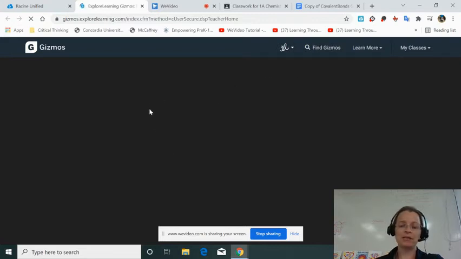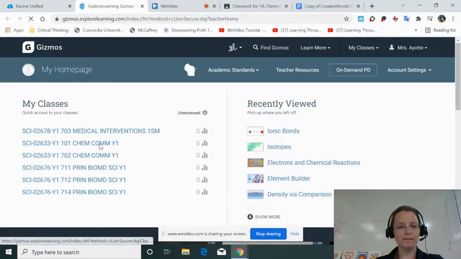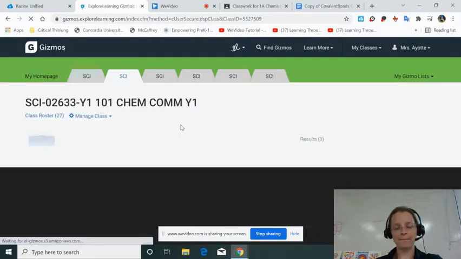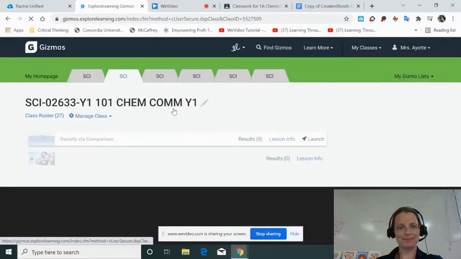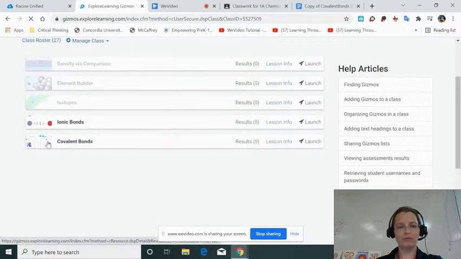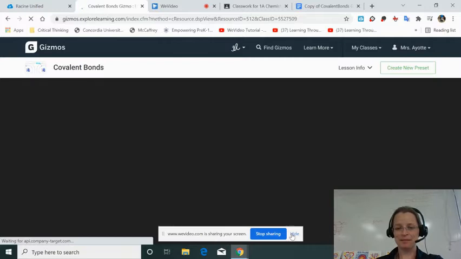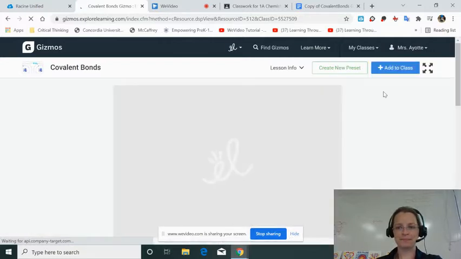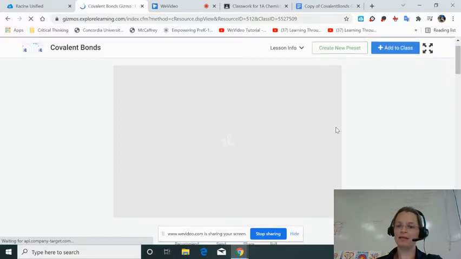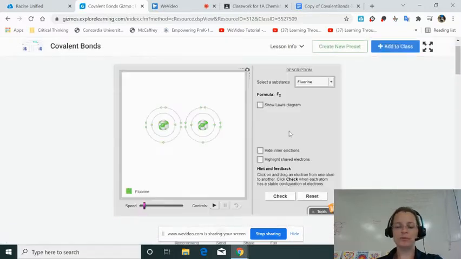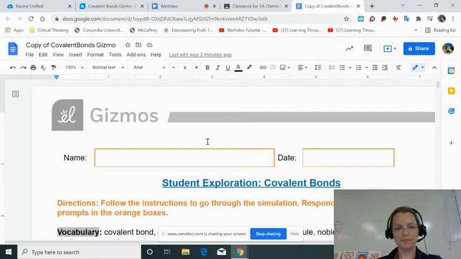So make sure you're choosing Chemistry in the Community. If you have more than one science class, I'm sure you're going to have more than one gizmo thing here. So make it ChemCom and launch the covalent bonding gizmo. All right. And the first thing I'm going to tell you to do is what I almost always tell you to do. Click this and this and this. All right. So let's go to the gizmo.